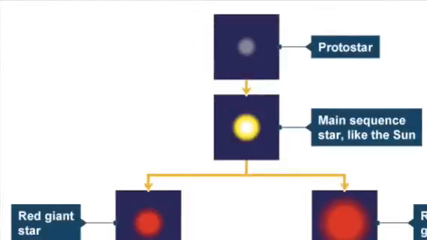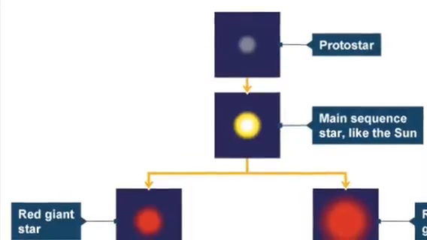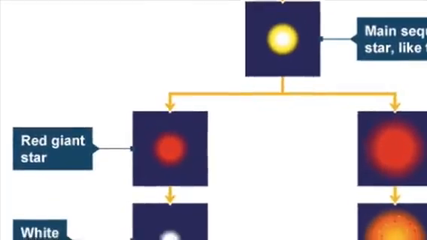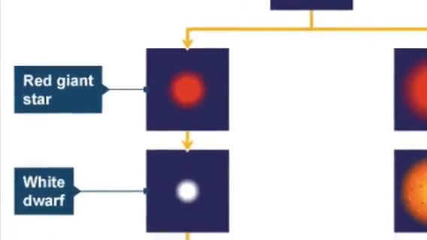It begins with a nebula, which is a cloud of dust. This then collapses to form a protostar. The star grows in size and then becomes a main sequence star, like our Sun. From here, the star has two paths, either a red giant or a red supergiant. If the main sequence star is smaller, it becomes a red giant.